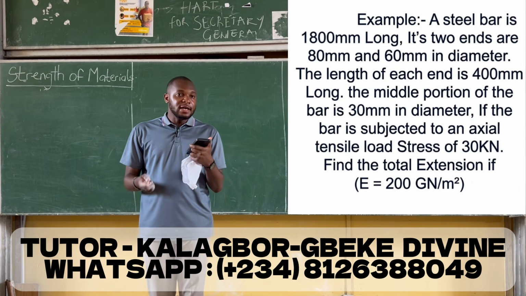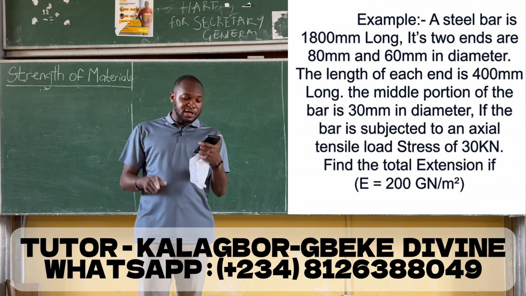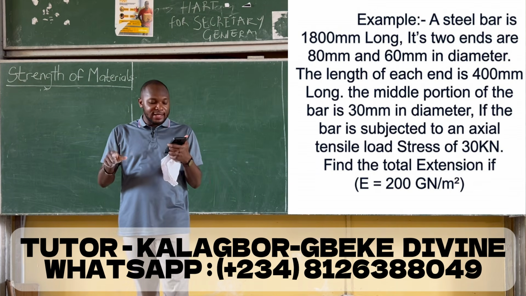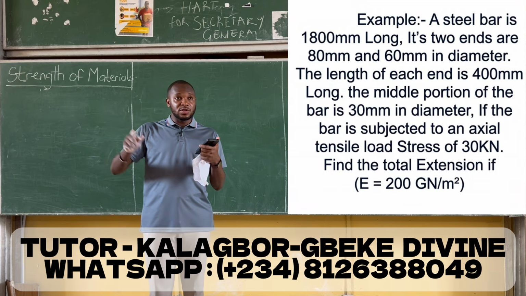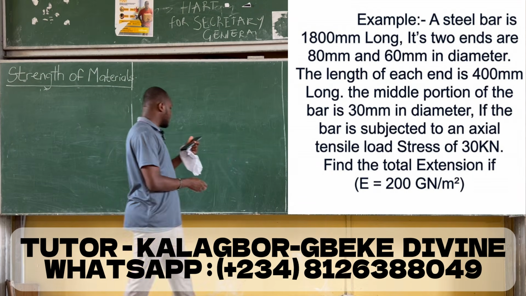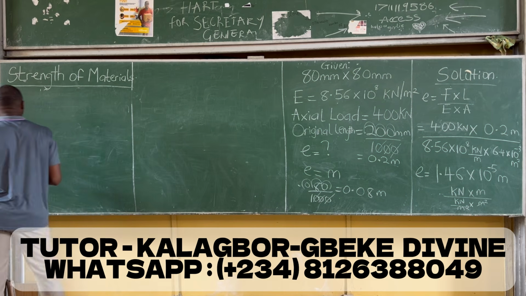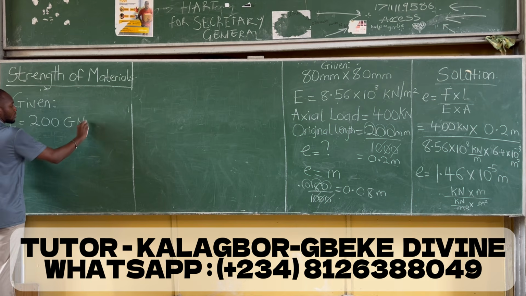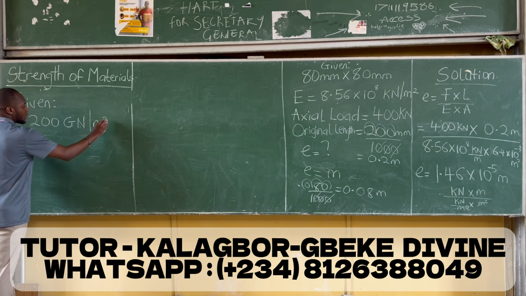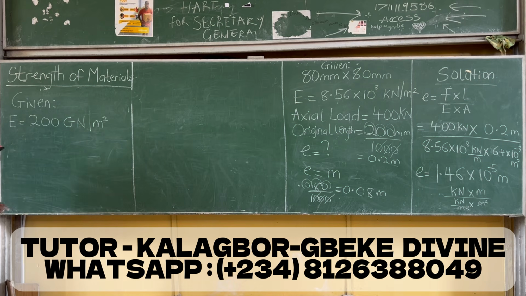If E is equal to 200 giganewton per millimeter square. Per meter square, sorry, not millimeter square. Let me write that one down so you will not get confused. So I said 200 giganewton per meter square.